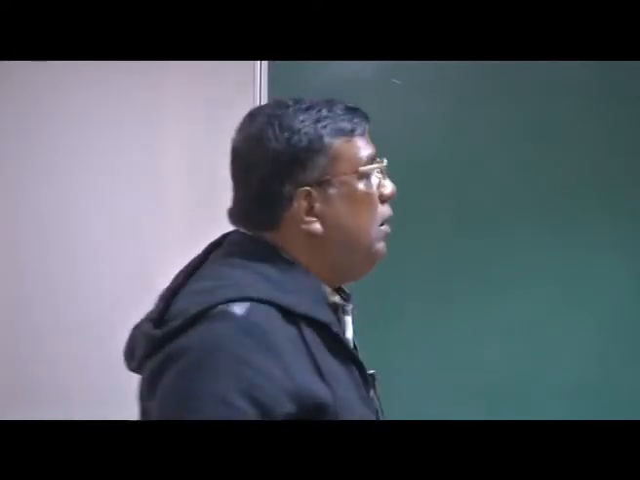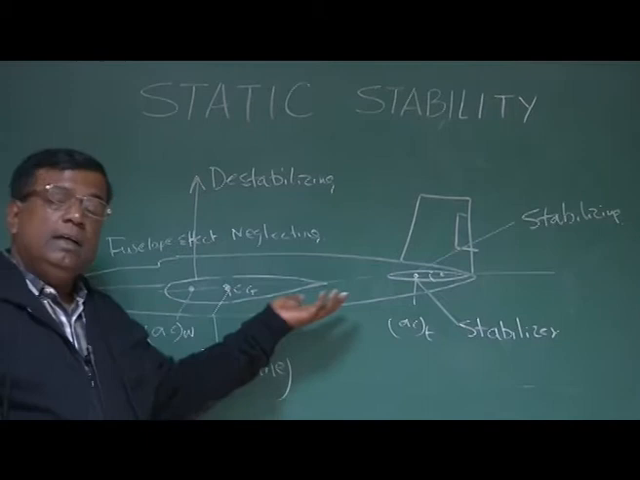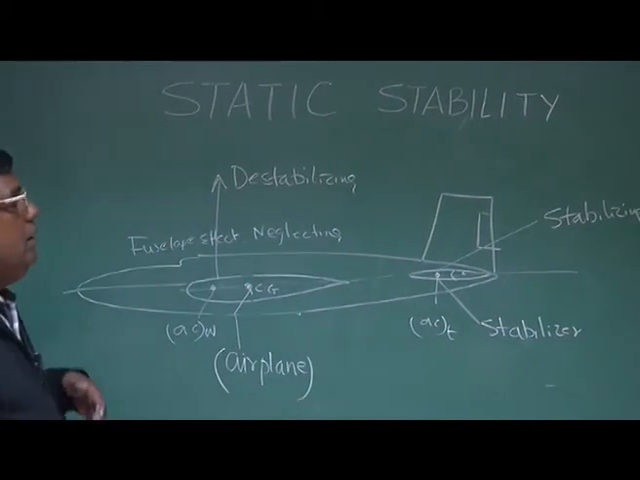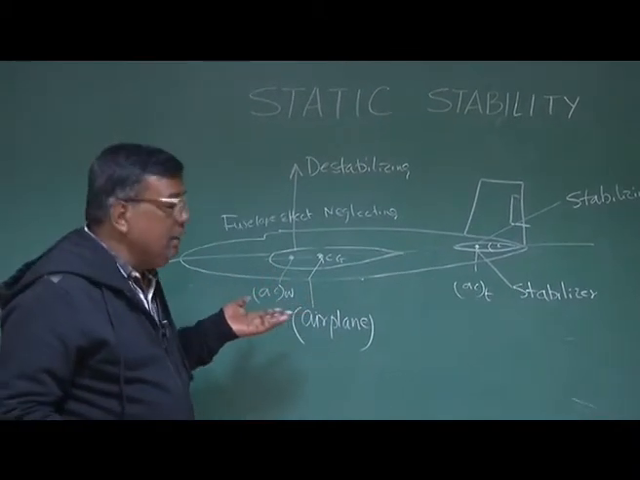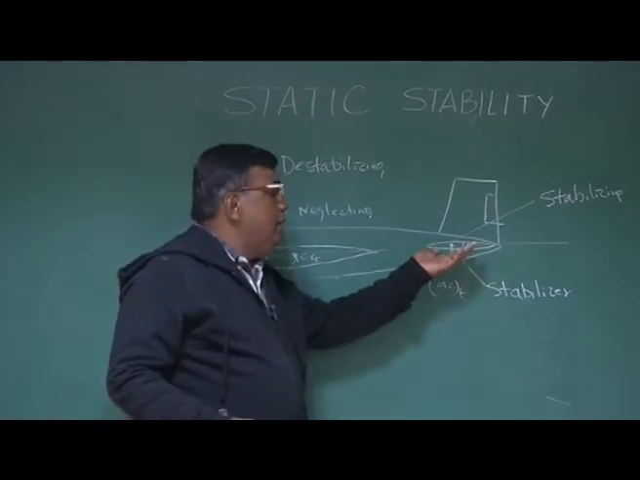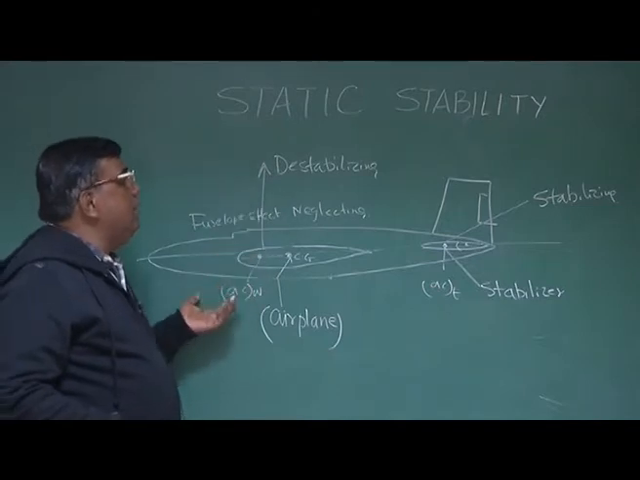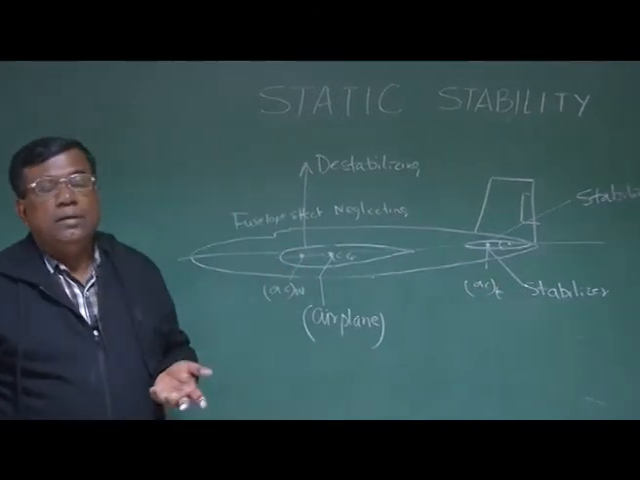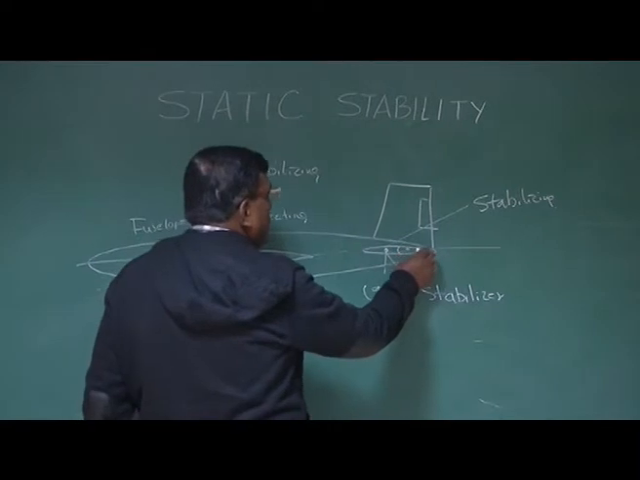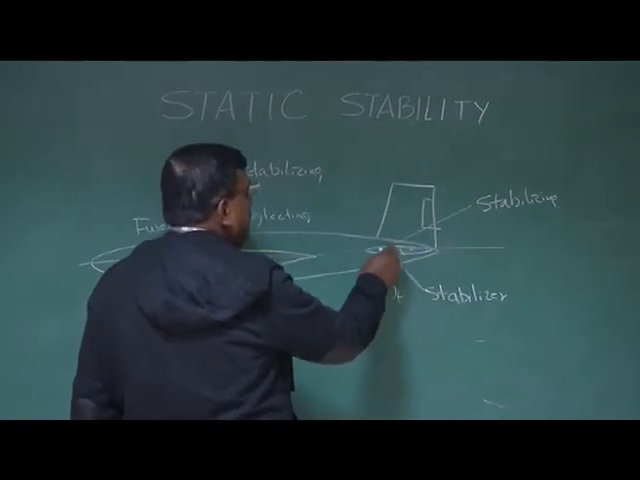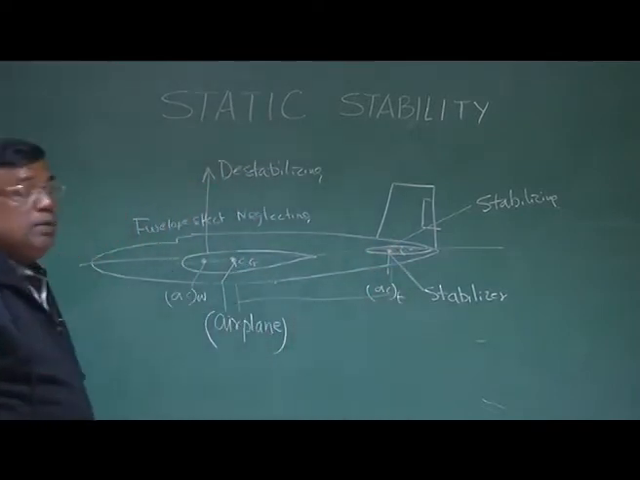If the contribution of tail is more than the contribution of wing, then I will say statically stable. For example, the restoring moment is the primary reason for static stability in this case. So if the restoring moment generated by the horizontal tail is more than the disturbing or destabilizing moment generated by the wing, then only this airplane will be statically stable. And the restoring moment is decided by what? Not only the horizontal tail, whatever lift is coming or area, but also the distance between the horizontal tail aerodynamic center and the CG, because it is a moment.